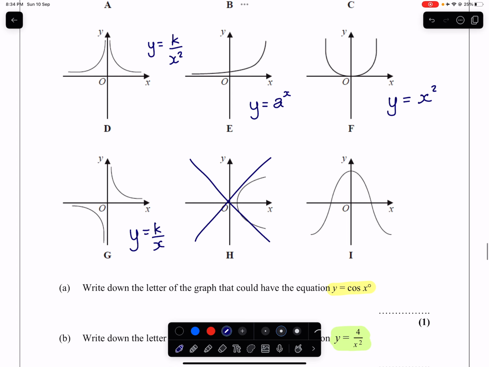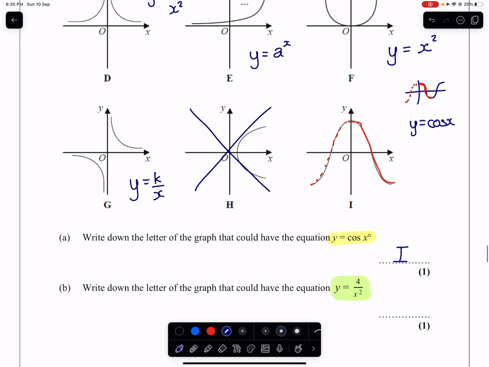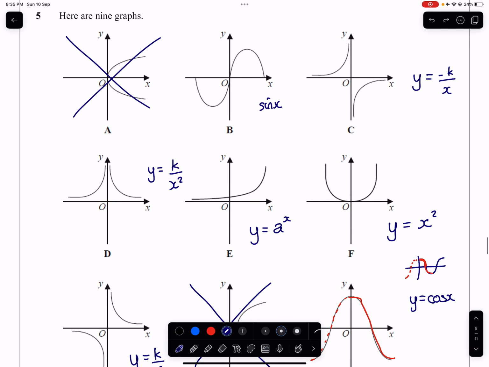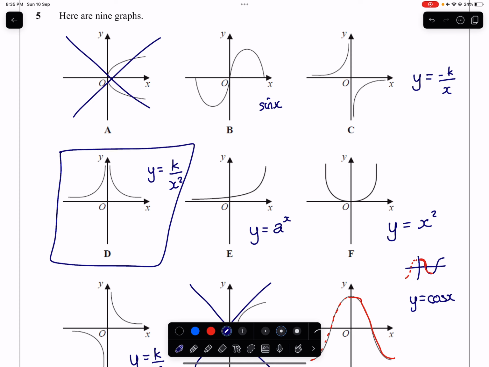And I is a cos wave. If we draw a cos wave, it starts at 1, goes down to -1 and up to 1 again. What we have here in this graph is this part of it being shown here in red. And then the other part, which would be if we continue like so. So our cos wave is the letter I. And for this one, we have a reciprocal with a squared on the bottom. That here is D, where k is 4.